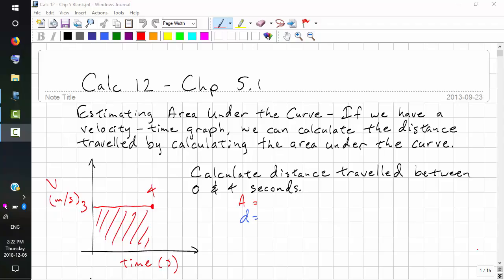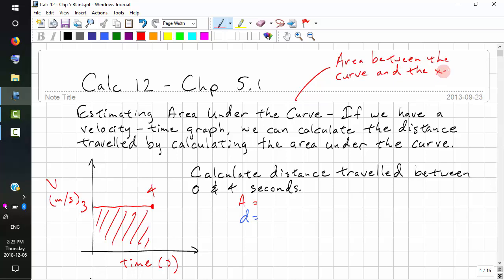Hi, this is Calculus 12, Chapter 5.1. We're going to be looking at estimating area under the curve. And this is a bit of a misnomer. We're actually doing area between the curve and the x-axis. If we happen to go under the x-axis, we're doing the area between the curve and the x-axis. And recall that area is always positive.